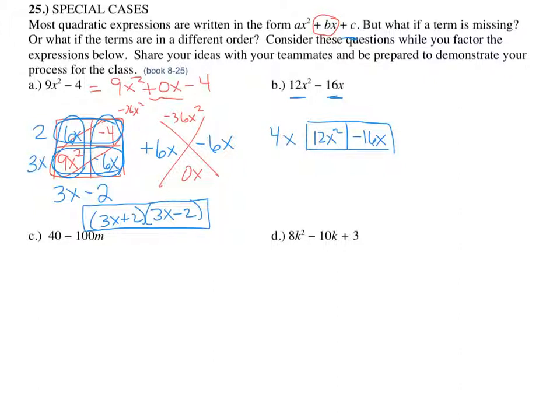So if we undo the distributive property and pull out the 4x, we're thinking to ourselves, 4x times what gets you 12x squared? The answer is 3x. And then you're thinking, 4x times what gives you negative 16x? The answer is negative 4. So that 3x times 4x is 12x squared. Negative 4 times 4x is negative 16x. So in factored form, we have 4x times 3x minus 4.